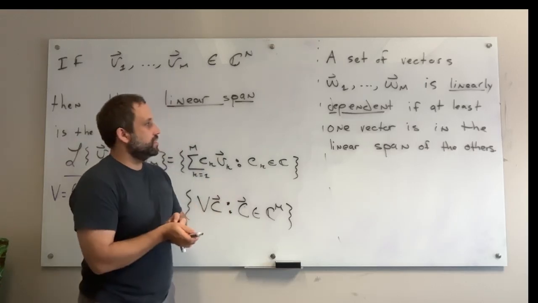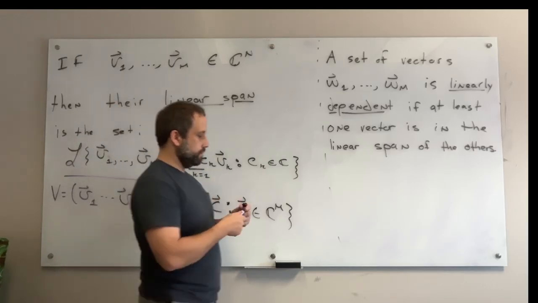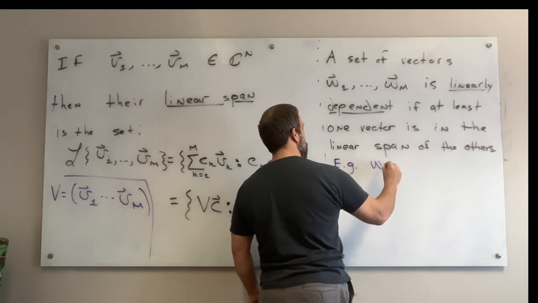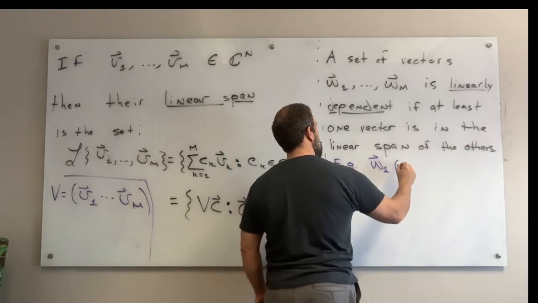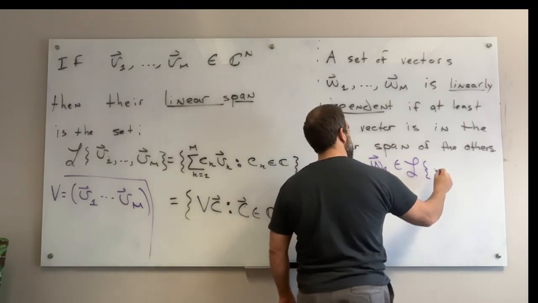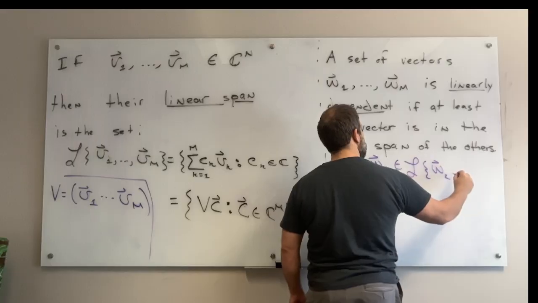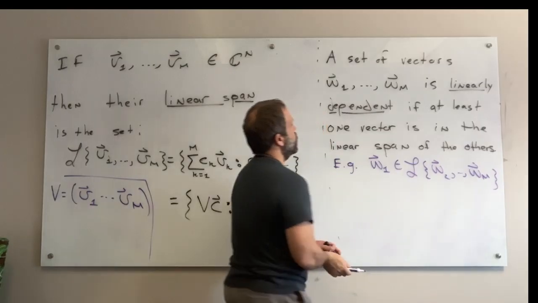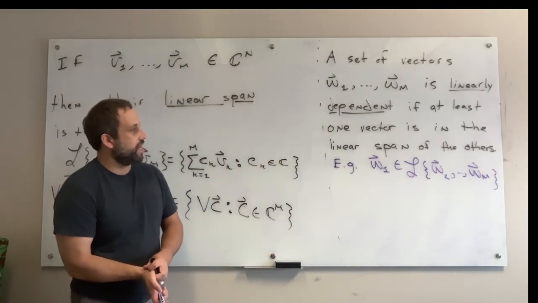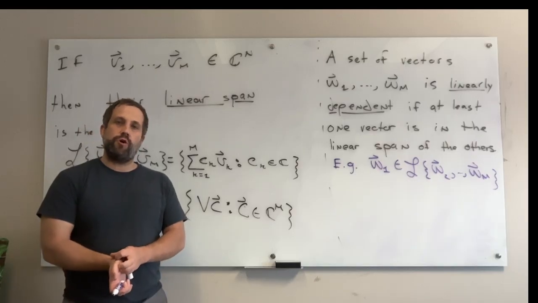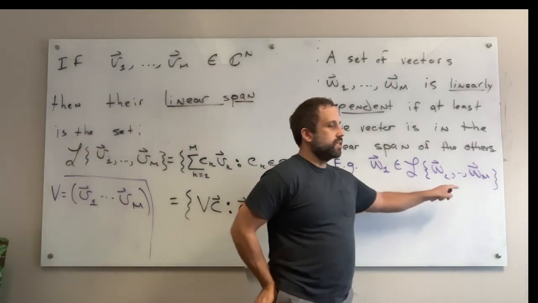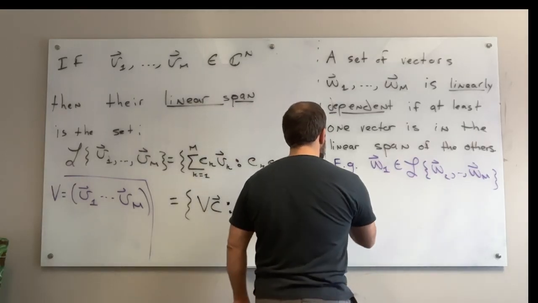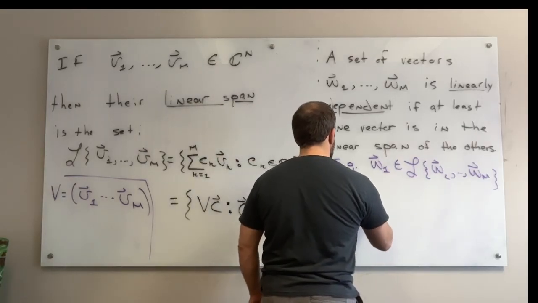So what this means, let's say, for example, that W1 is in the linear span of the vectors W2 through Wm. In other words, we can write W1 as a linear combination of those vectors.